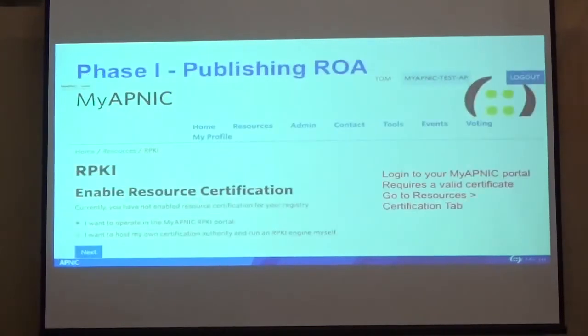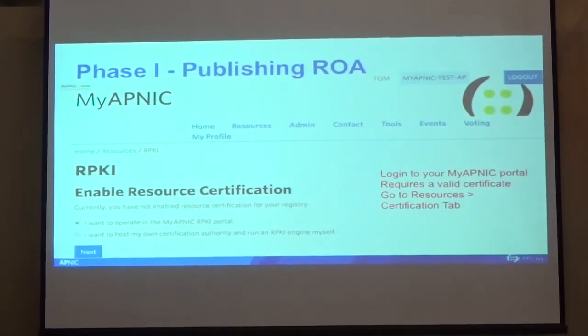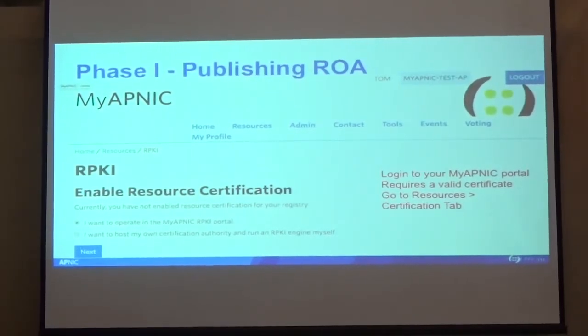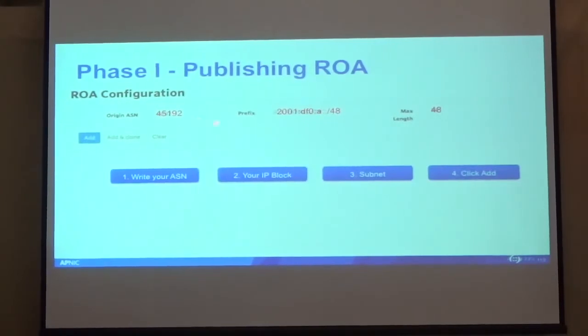So for configuration, the first thing that you need to do is create your ROA objects. If you're an APNIC member, log into My APNIC and enable resource certification there, if you want it done using the My APNIC RPKI portal. From that, it shows you all of your origin AS and prefixes, and you can create objects from there. You just need to specify your origin ASN, the prefix, and maximum length. Okay?